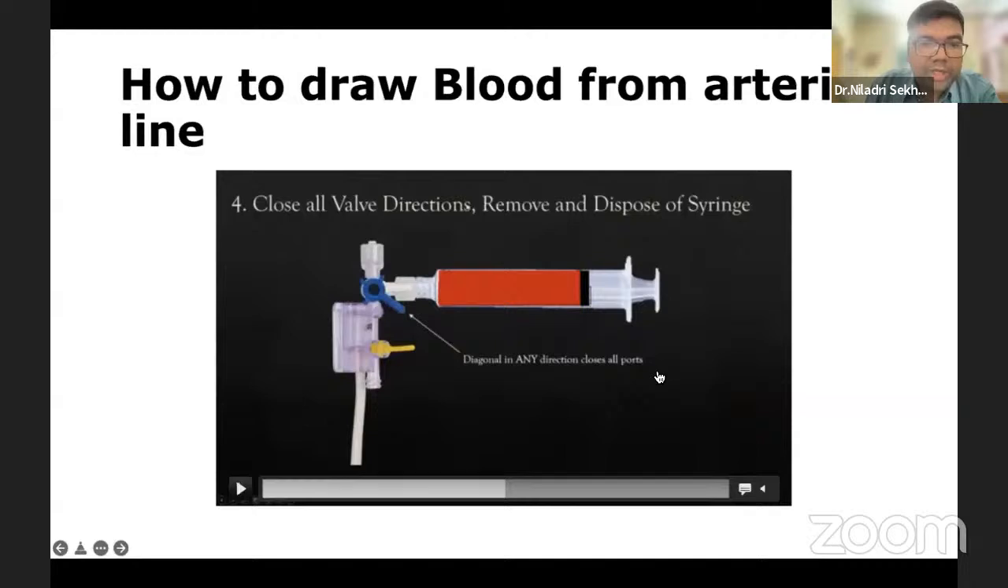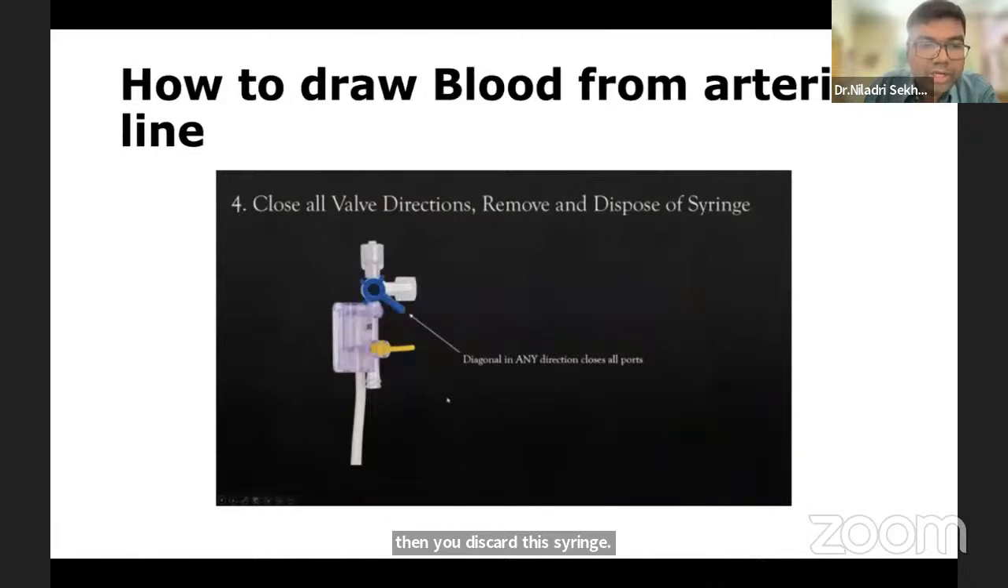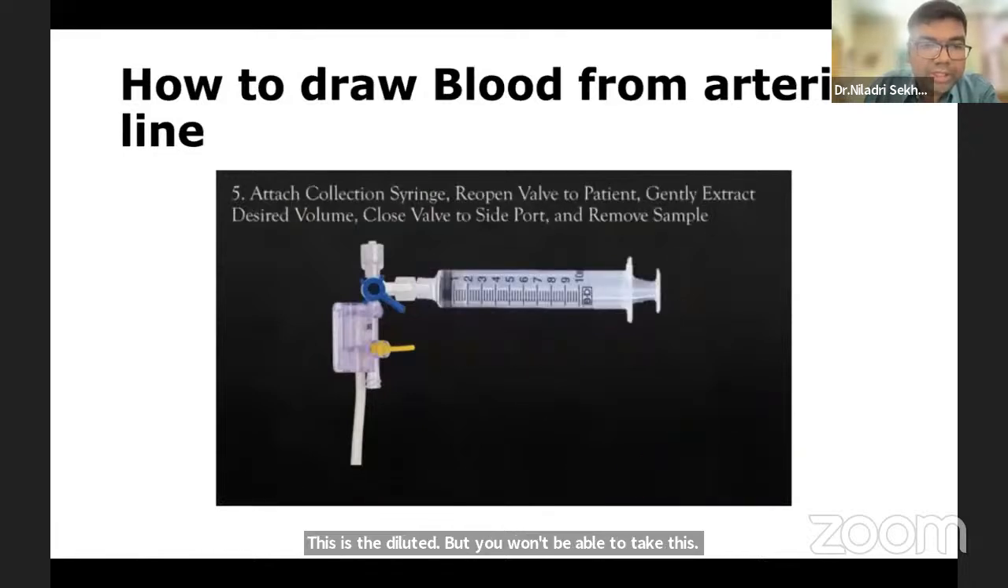After that, you close the valve. How will you close all the valves? You just keep it in between; if you keep it in between, all the valves will be closed. Then you discard this syringe. This is the diluted blood. You won't be able to use this; it will give a false result. So you discard it. After that, you will connect the ABG syringe.